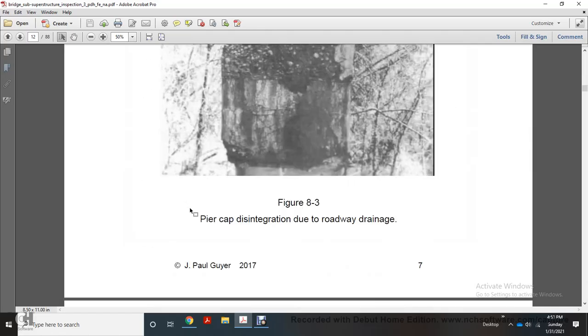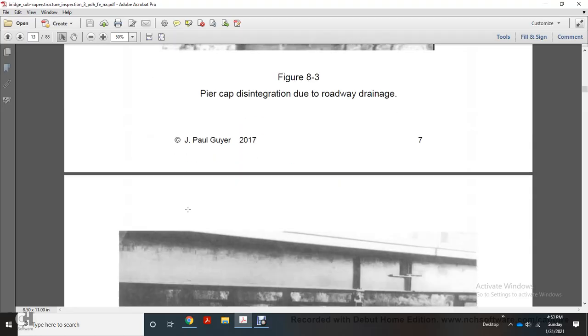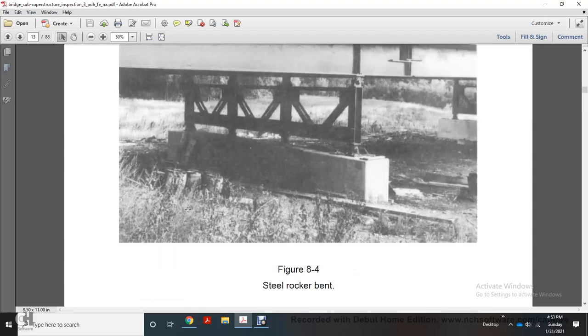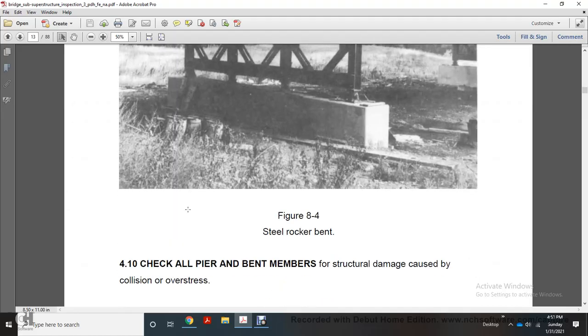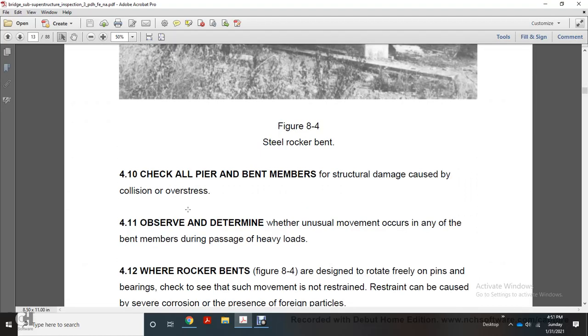It shows a picture of a pier cap disintegration due to rain damage. It shows a steel rocker that's bent. 4.10. Check all piers and bent members for structural damage caused by collision or overstress. Observe and determine whether unusual movement occurs in any of the bent members during passage of heavy loads.